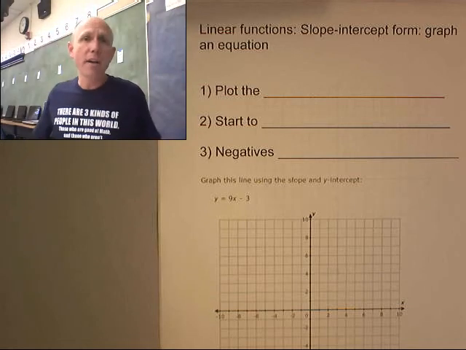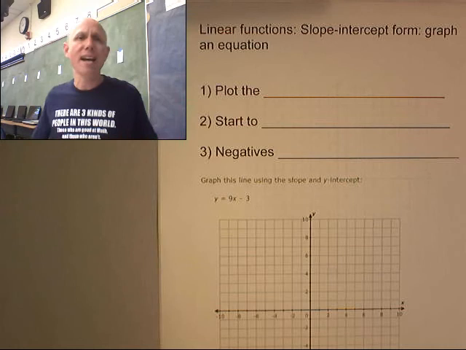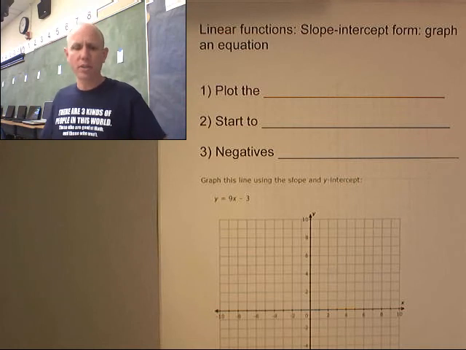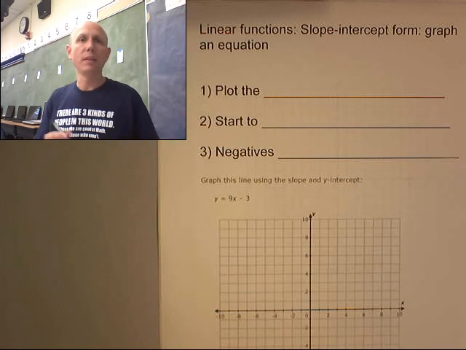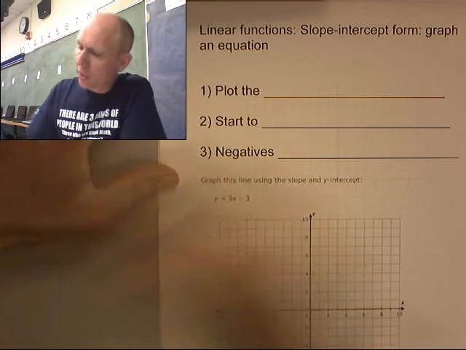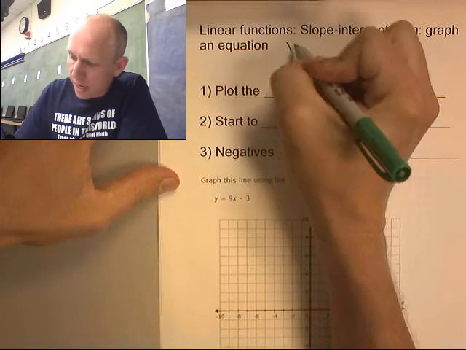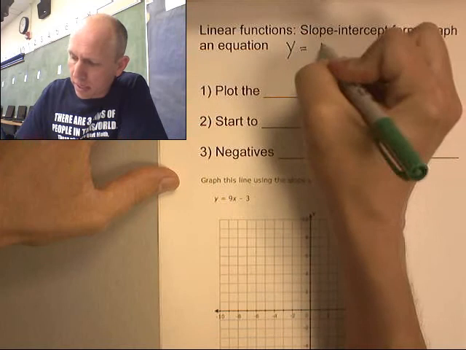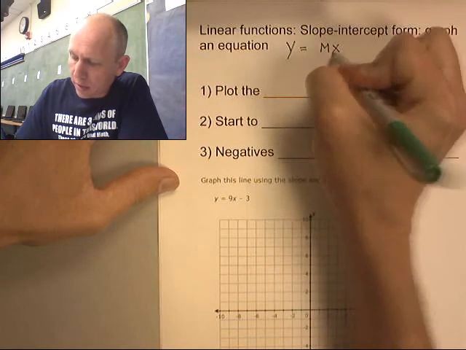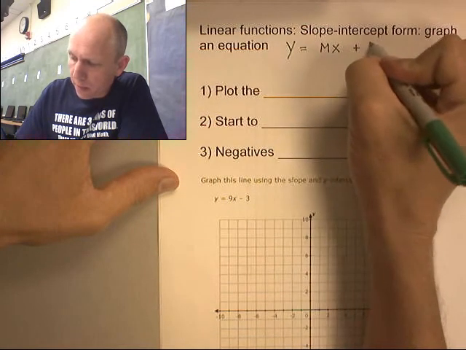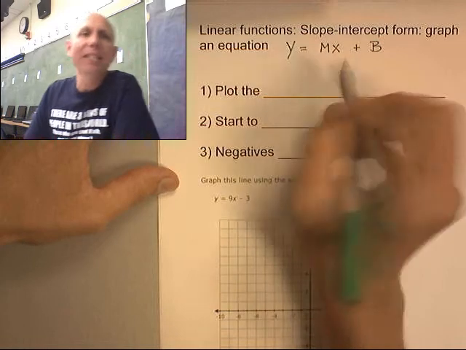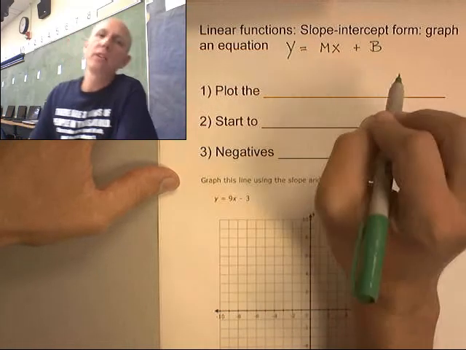All right, Mr. Barr here, and we're going to graph some lines using the slope-intercept equation, which we completely dealt with in the last video. Remember, what's the slope-intercept equation look like? Y equals mx plus b, where m is the slope and b is the y-intercept.